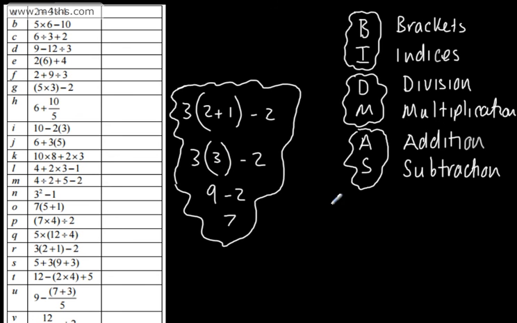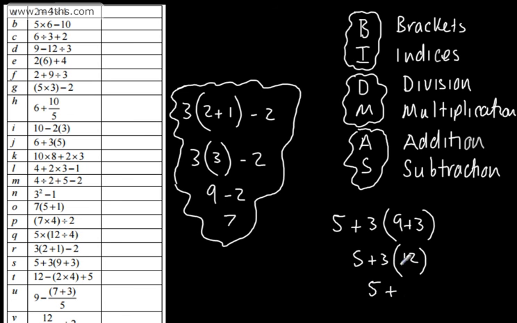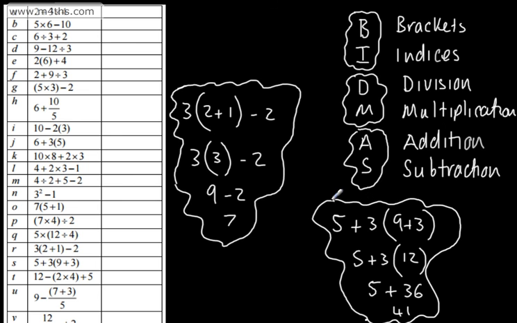Right, let's look at this one. 5 plus 3 lots of 9 plus 3. Brackets first, multiply it, and then add. So let's deal with the brackets first. They come first. 9 plus 3 is going to give me 12. We've got multiplication and addition. We do multiplication first. So 3 times by 12 is 36. 5 plus 36 is 41. Nice and logical, nice and straightforward, and that is done.